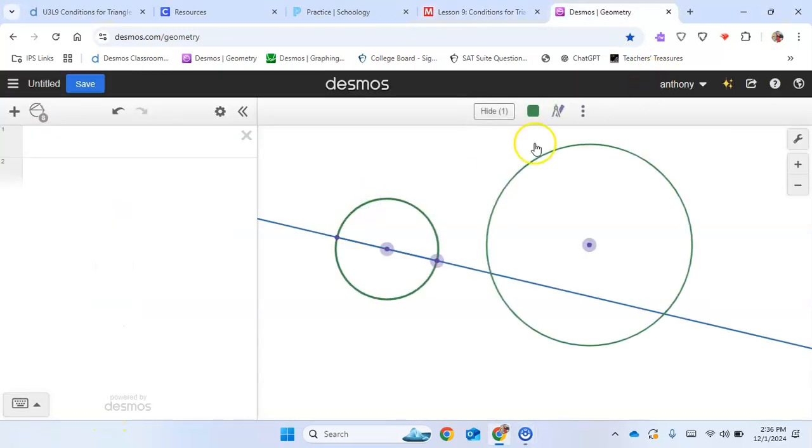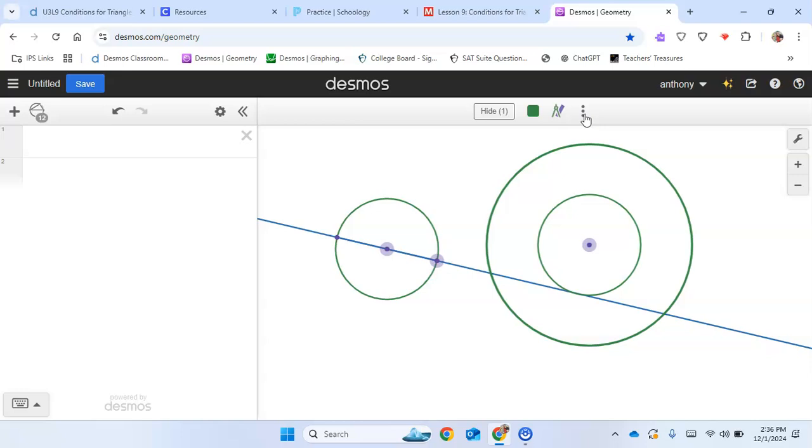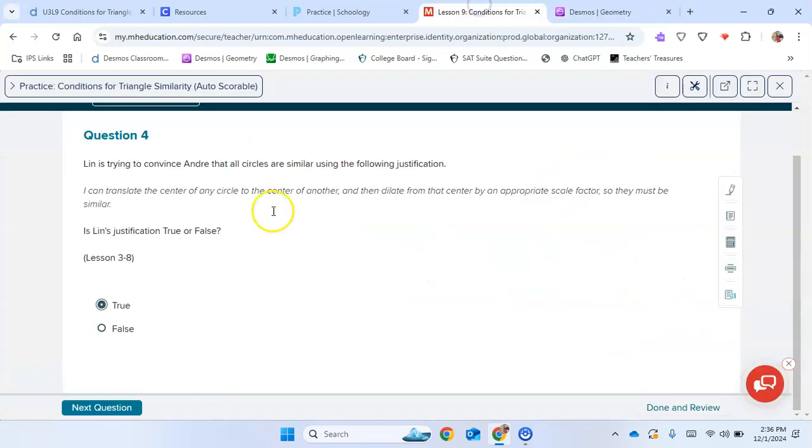All right, I'm going to select this circle. I'm going to translate from this center to that center. And then I'm going to dilate from this center point by a scale factor of 2. And we have the same circle.